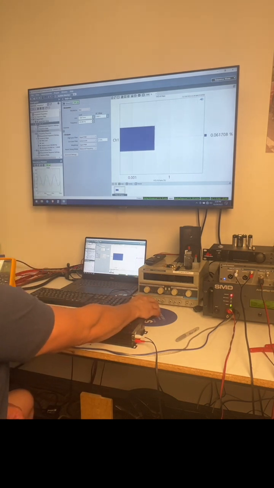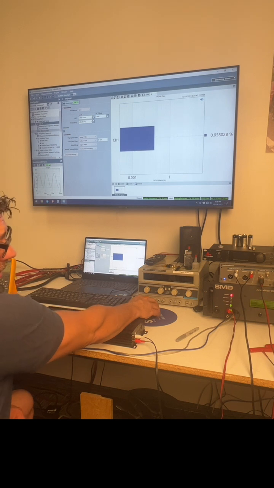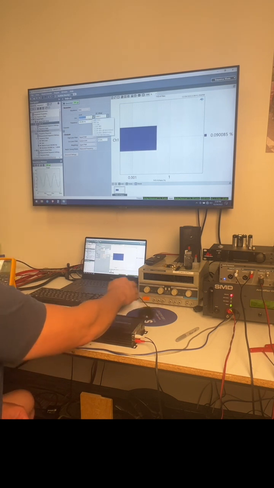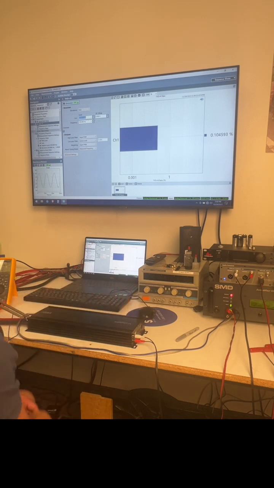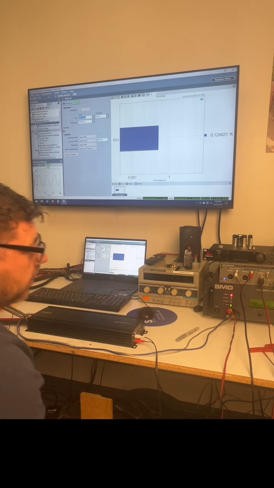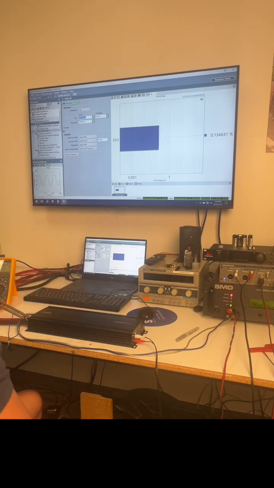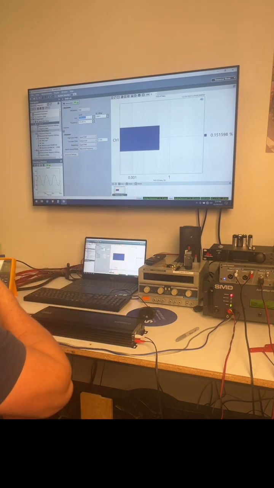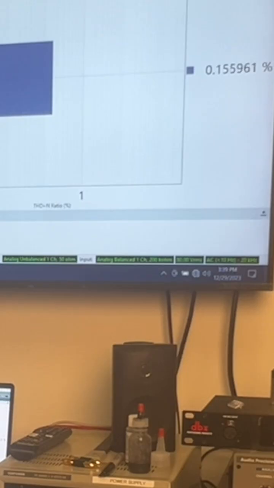So that's 31 watts, 49, 78, 125, 201, getting pretty close. That's 234. 277, close enough to half power. So at half power, 4 ohms, our total harmonic distortion plus noise, 0.15%.